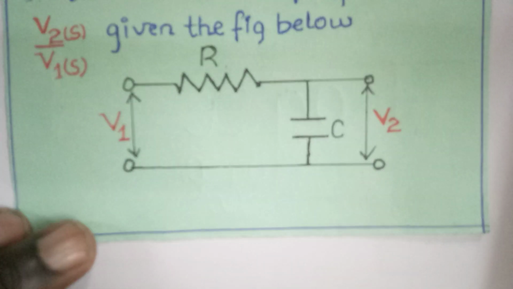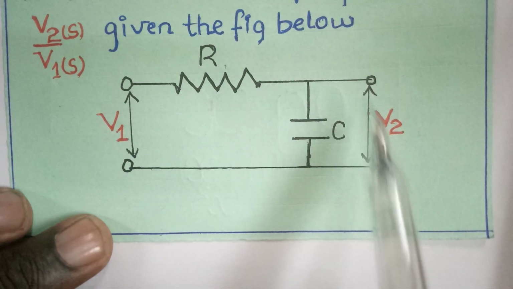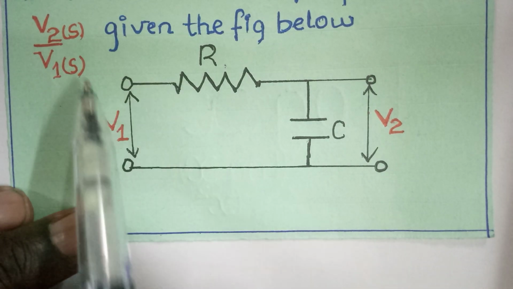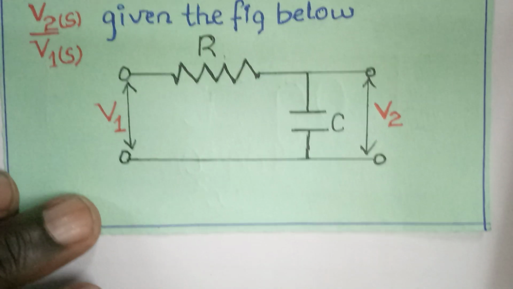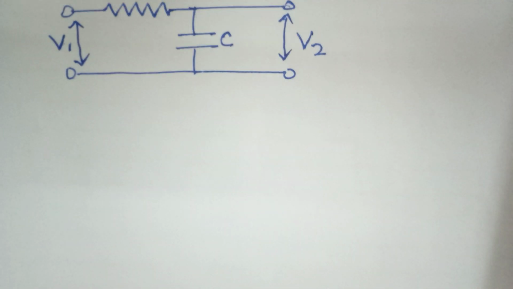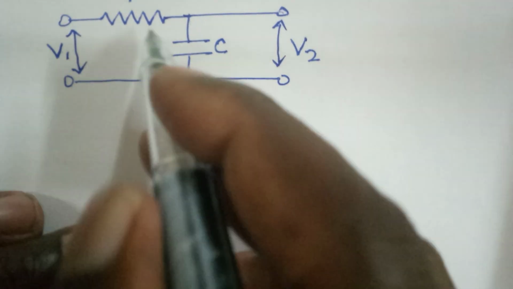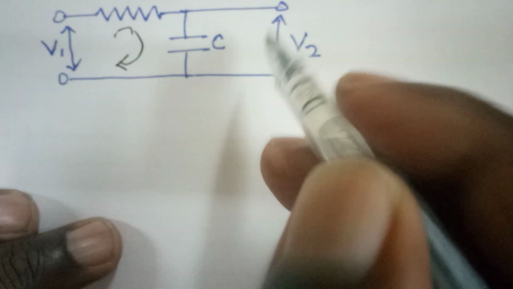Guys, we want to determine the transfer function of this circuit. As you can see, we want to find V2(s) over V1(s). I have drawn the diagram right here. What we are going to do is use this loop and also this loop.